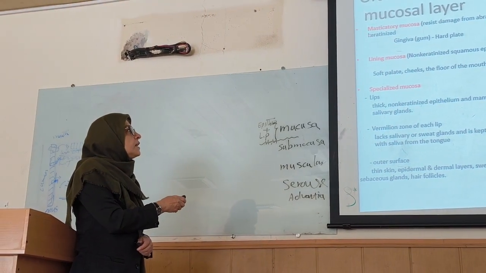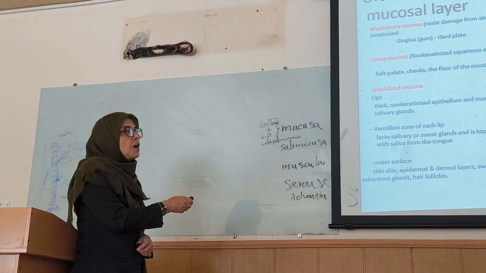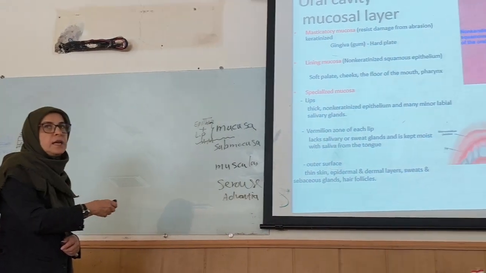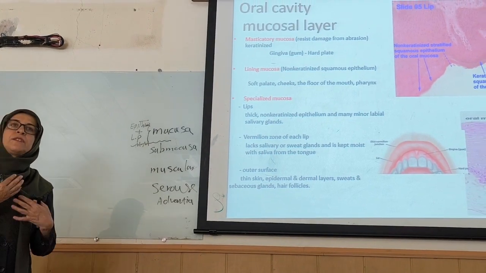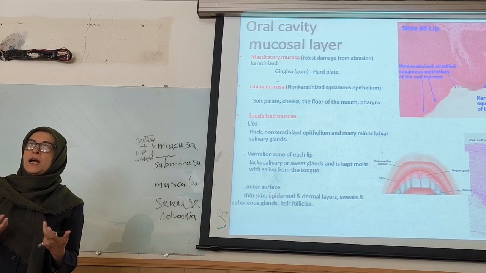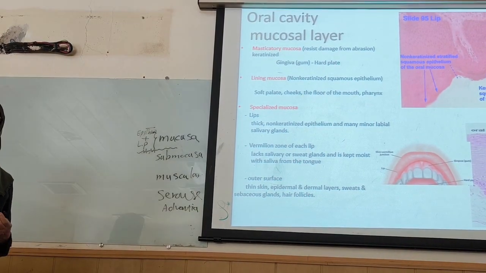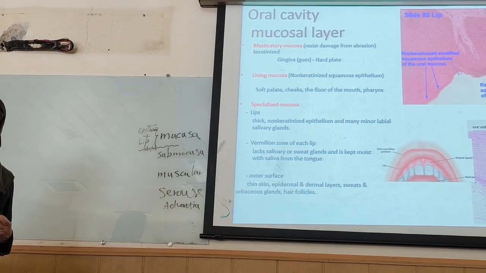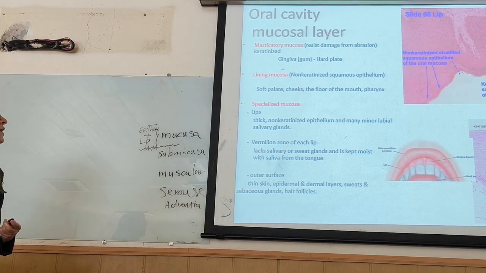But in some parts, such as the gingiva or hard palate, because of the resistance of this part to the rigidity of the food, it is lined by keratinized or parakeratinized squamous stratified epithelium.